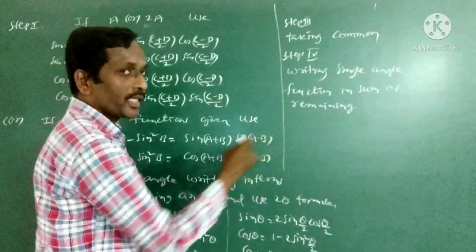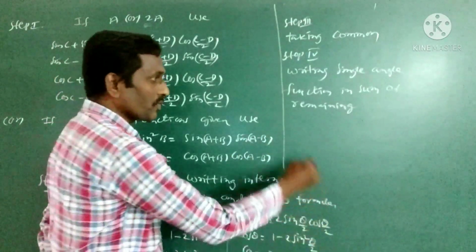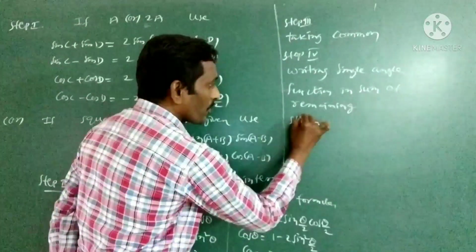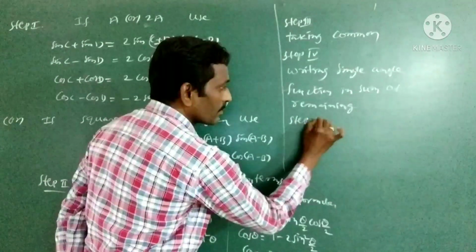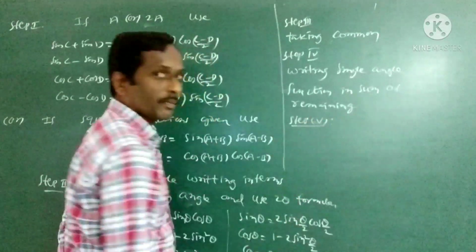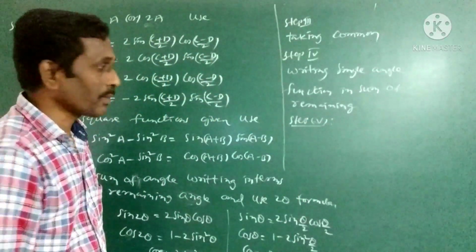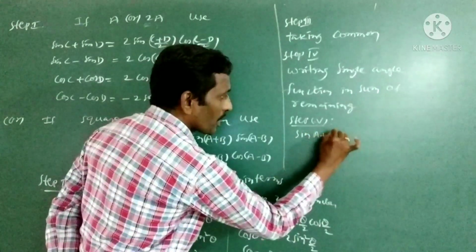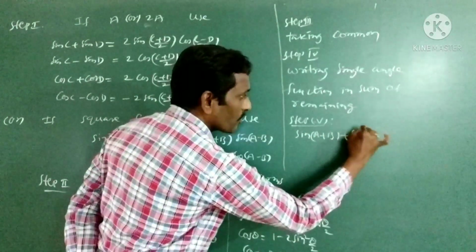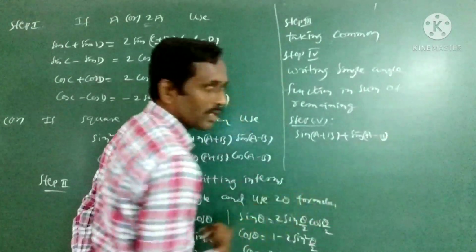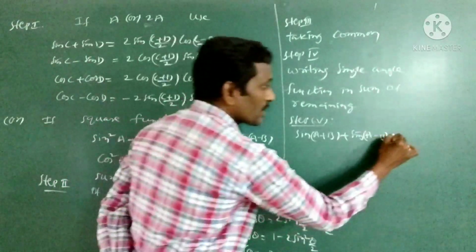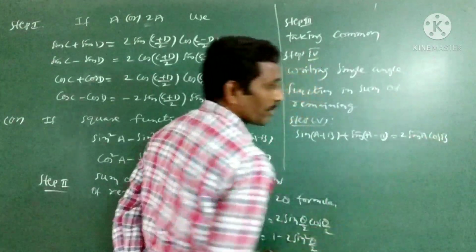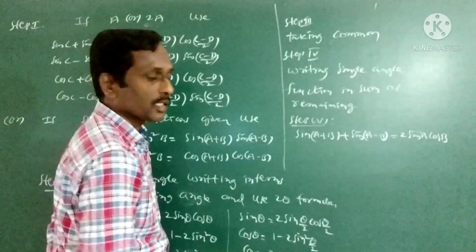Now the final step, the 5th step. In the 5th step, we use the formulas again. What are the formulas we use? Sine of A plus B plus sine of A minus B: what is the formula? 2 sin A cos B. It is 2 sin A cos B.